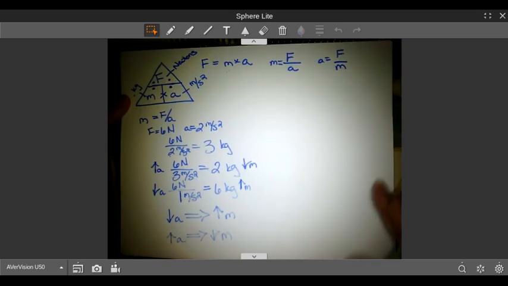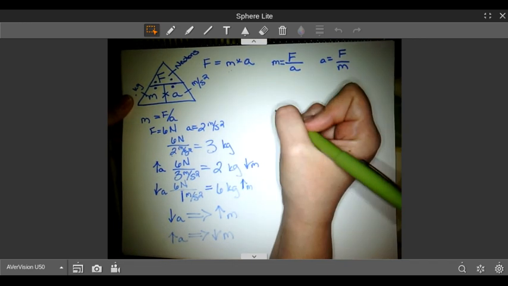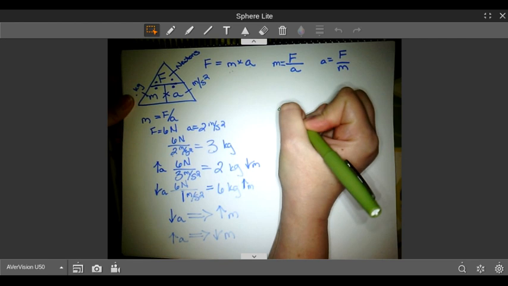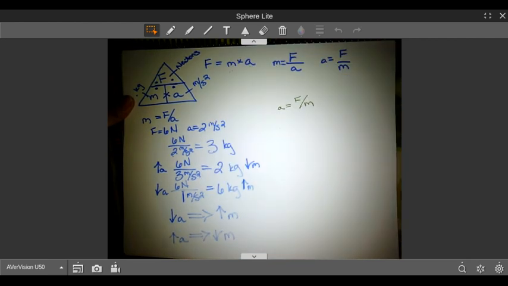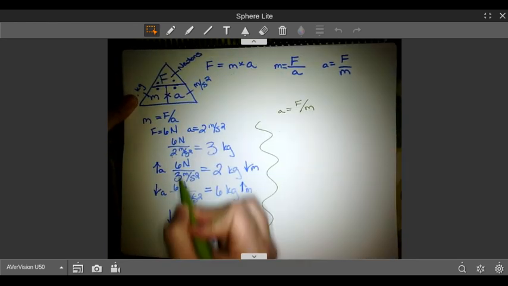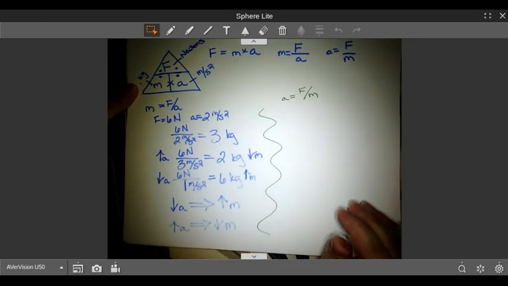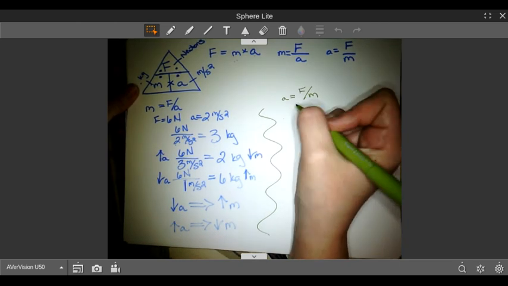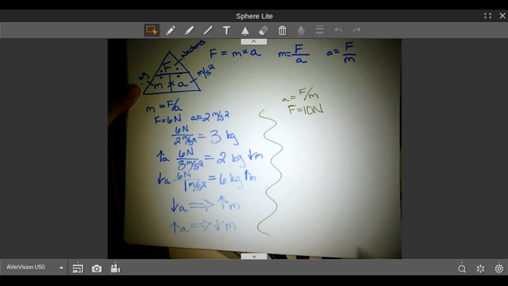So let's look at acceleration the same way. This time we're going to be using this formula, so I'm going to rewrite it over here. Acceleration is force divided by mass. Now, just so that we don't get confused, I'm going to use a different force over here, just so that things don't look too similar. So on this side, my force is going to be 10 newtons. Okay? So I'm not going to change my force at all.